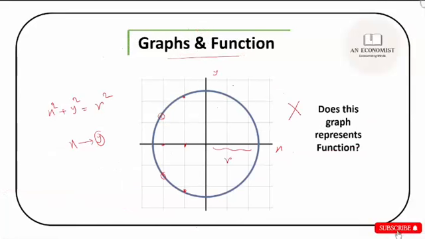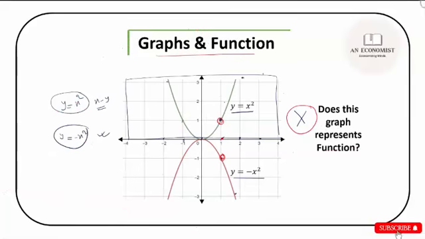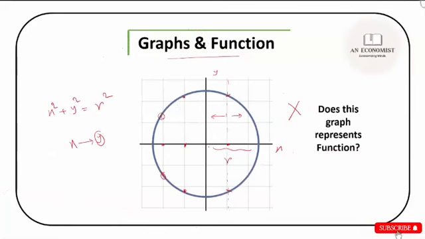Similarly here also you can do the same thing. You can draw a vertical line here for all possible values of x, and if you shift this vertical line left or right, what do you see? This line will intersect the graph more than once, twice to be precise. So this is also not a function, and in this case also this is not a function.